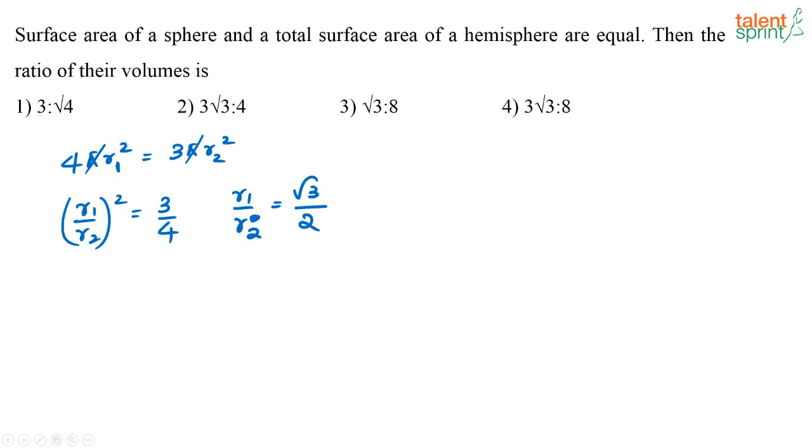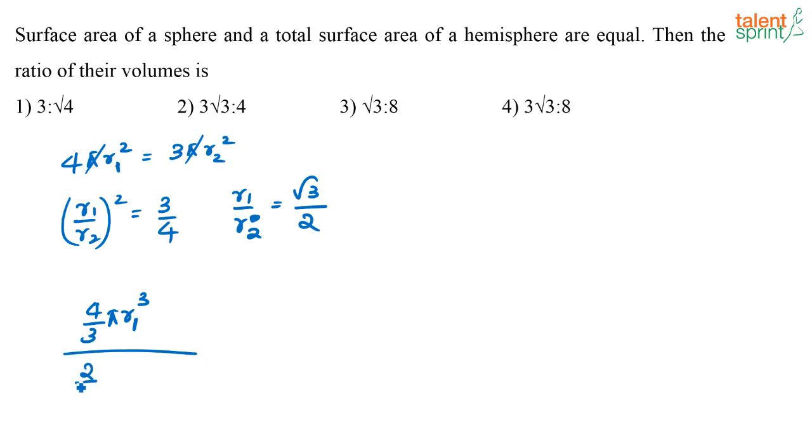So r1 by r2 is root 3 by 2. So this is what I get initially. Now what are they saying? What is the ratio of their volumes? What is the volume of a sphere? 4 by 3 pi r cube is the volume of the sphere. So 4 by 3 pi r1 cube, where r1 is the radius of the sphere.